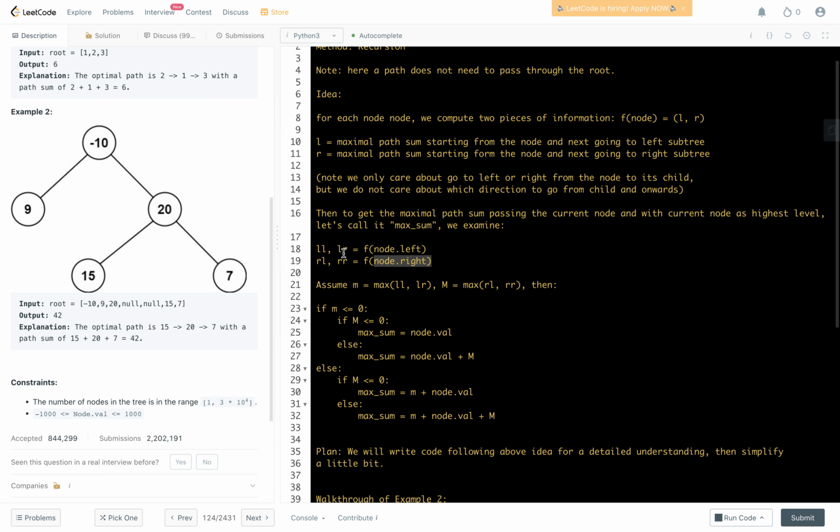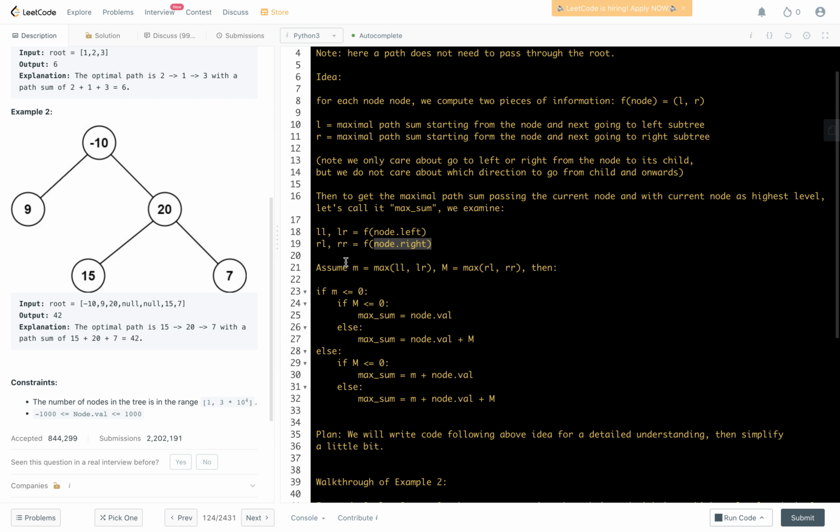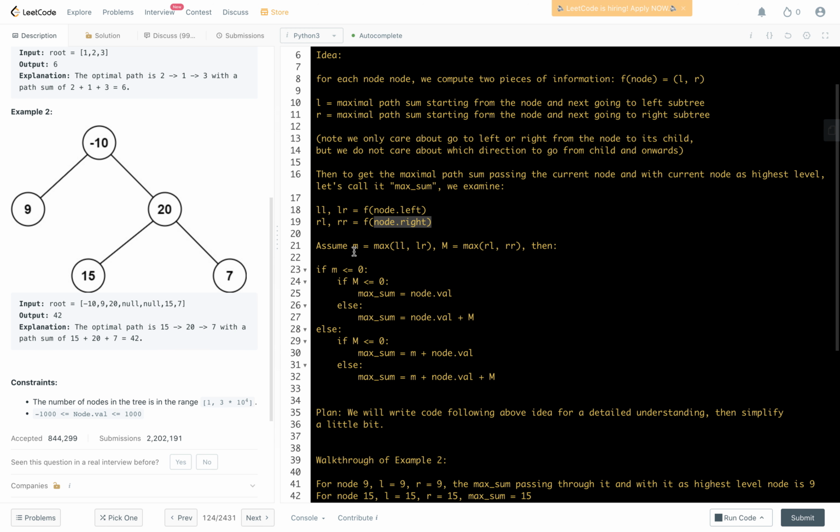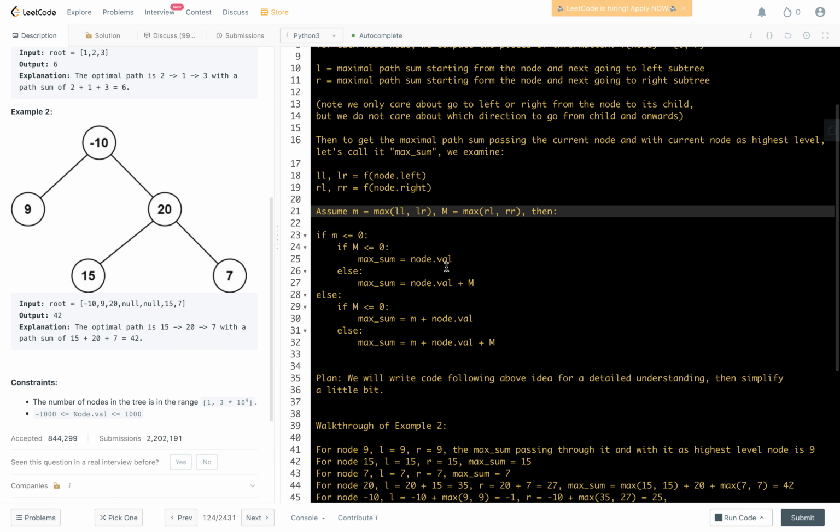So we examine the 2 pieces of information for the left subtree and right subtree. So I'm going to call them LL and LR, and RL and RR. So these interpretations are very straightforward or self-explanatory. So I'm going to assume little m will be the smaller of the two pieces of information for the left subtree, and the capital M corresponding to the right subtree.